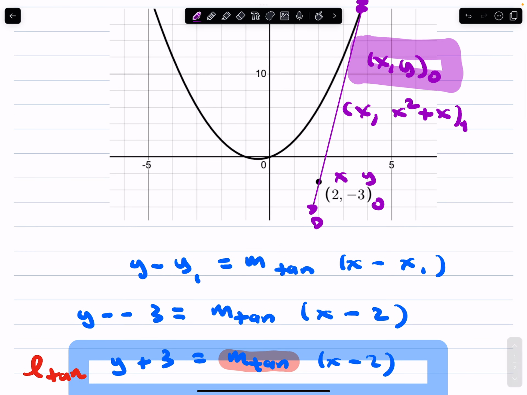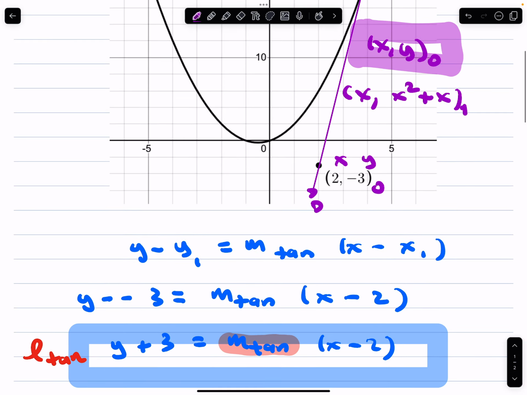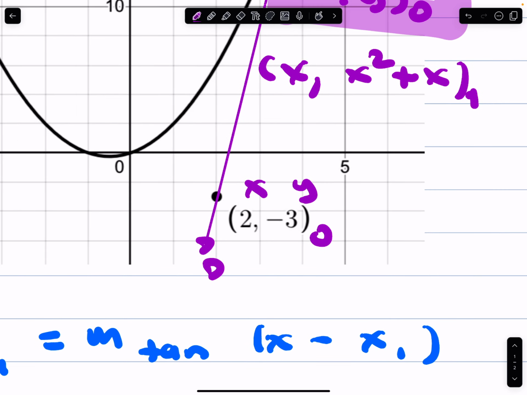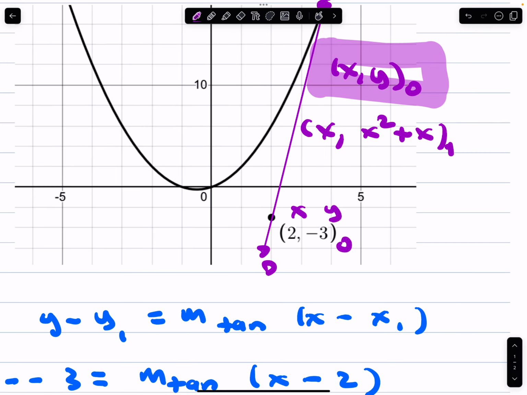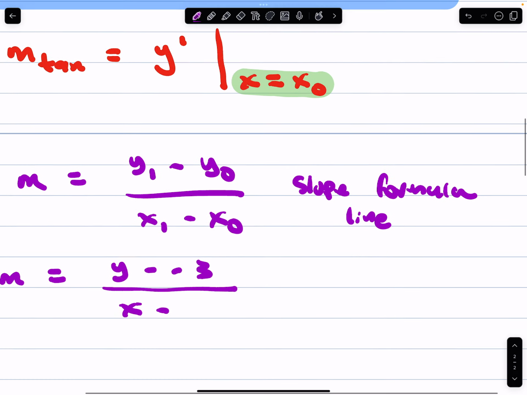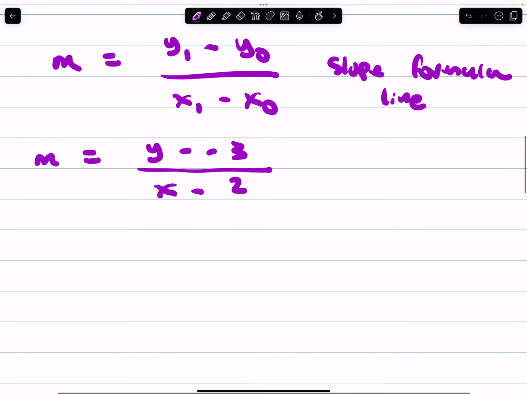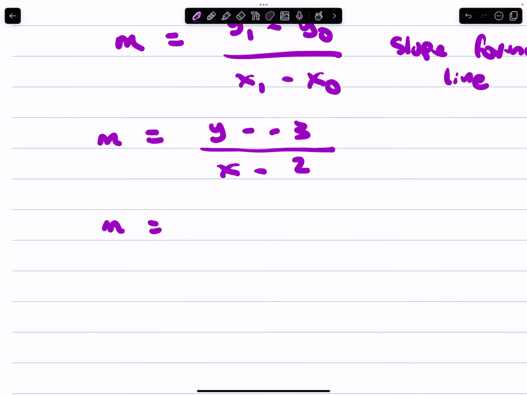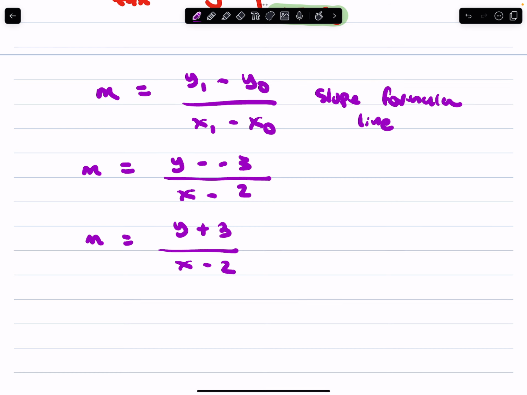This is the x and y value. The -3 over the x minus the 2. So I'm just going to use the slope formula here for the coordinate 2, -3, and any arbitrary point on the curve. And this is where we're at here, ladies and gentlemen. So simplifying this, slope will be y plus 3 over x minus 2. Okay? So that's going to give me a slope for really any point on the curve and the coordinate 2, -3.